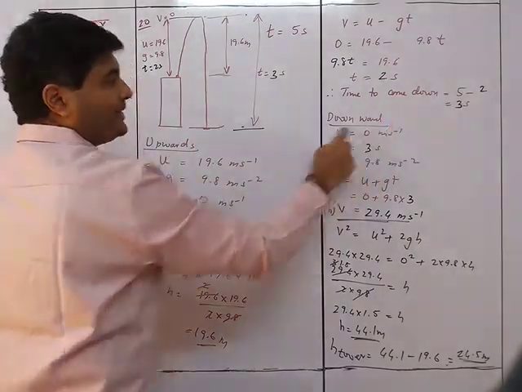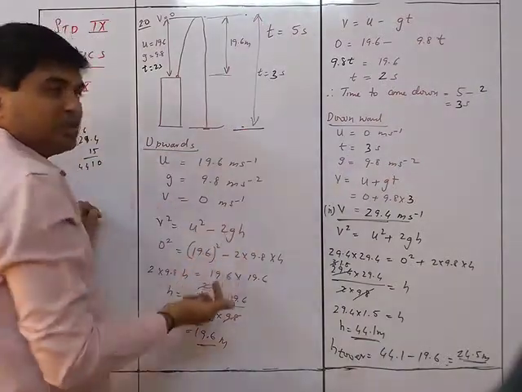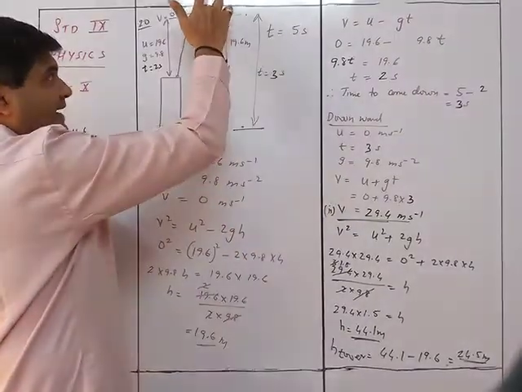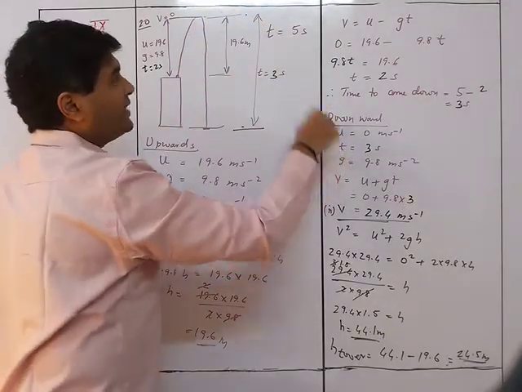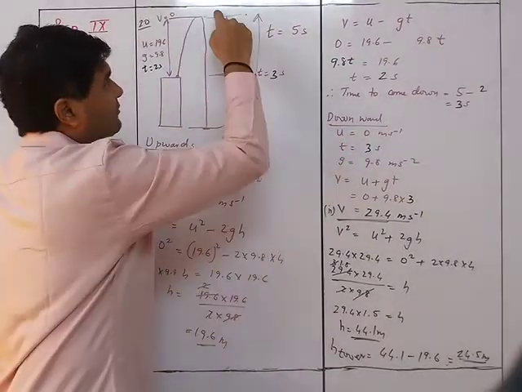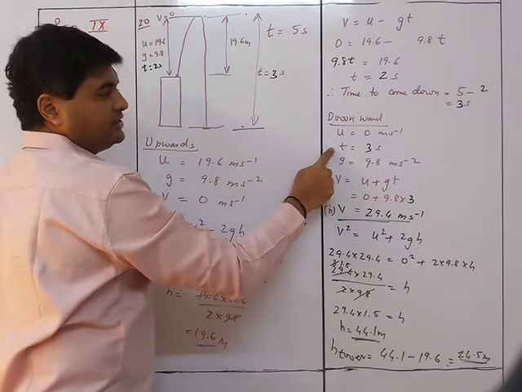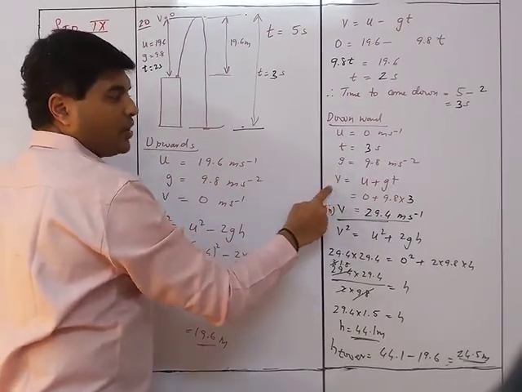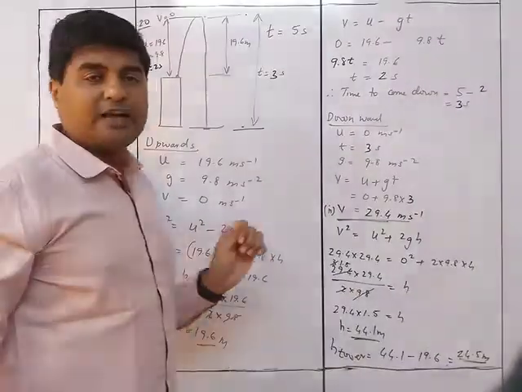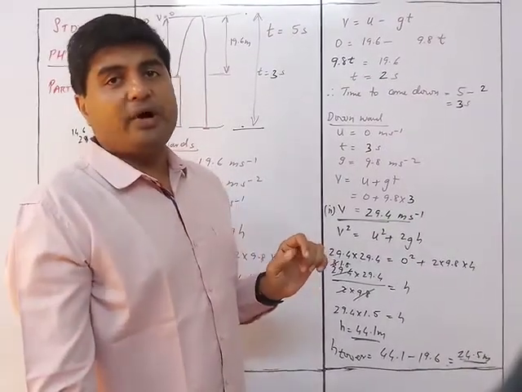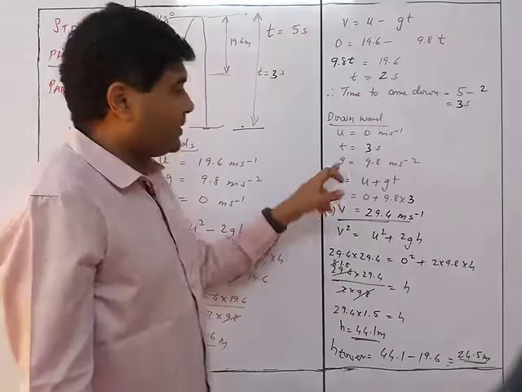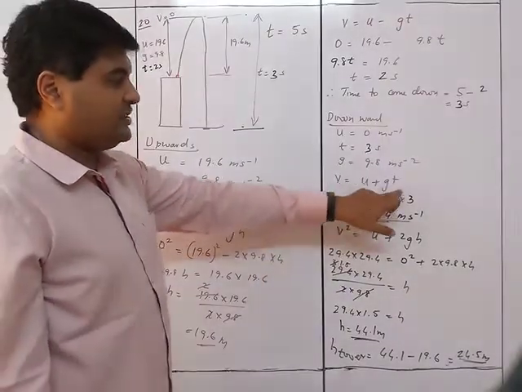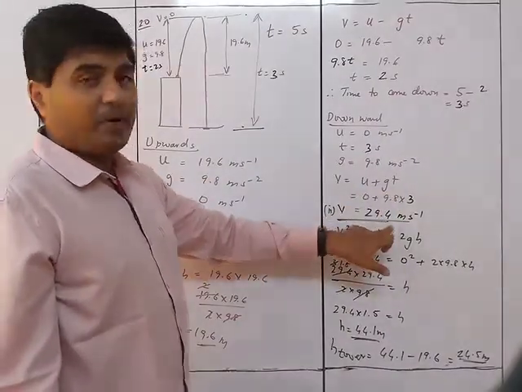So for the downward direction, when motion happens from this point, that is the highest point, when it is going to go down, at that time my initial velocity is 0. My time taken from here to reach the ground is 3 seconds and g is 9.8. Accordingly, I want to find out the v because they asked me what is the velocity of the body when it is about to hit the ground. So when it is about to reach the ground, at that time what is the velocity? So v is equal to u plus gt. That will give me 29.4 meter per second.